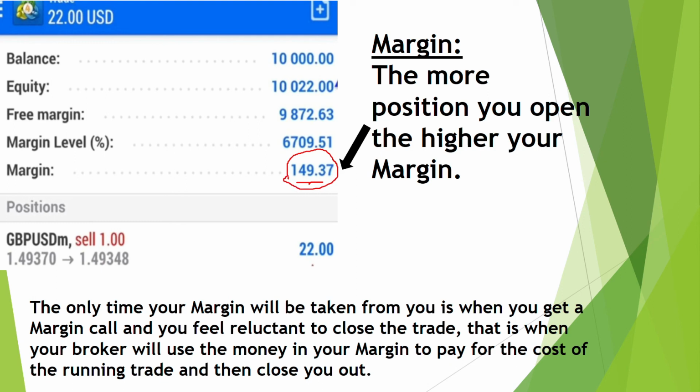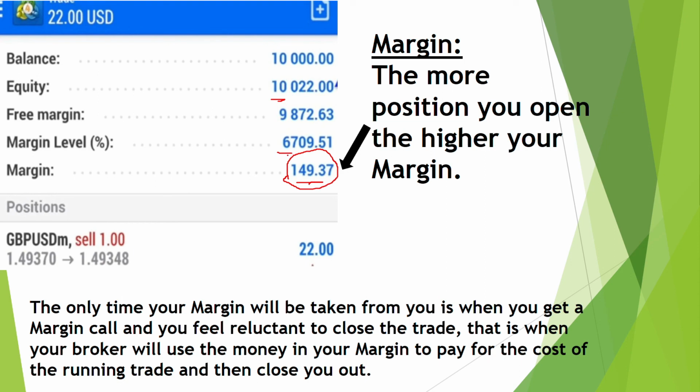My broker, take this. I still have some huge amount to keep the trade running. Since the trade is running, in profit, you will see it here in the equity, and losing, you also see it here reflecting at the equity. So keep your eyes on your equity and your margin level when trading.